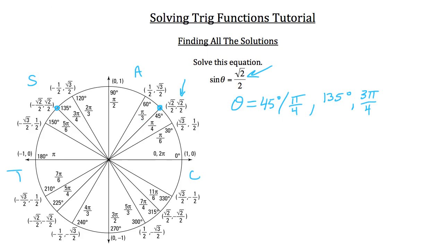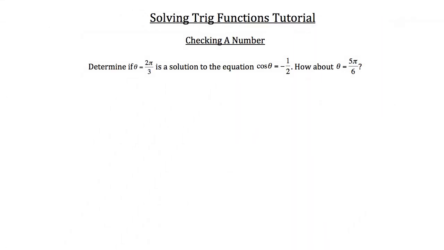Now let's go ahead to determining whether or not a number is a solution for a given problem. For this work, I'd like to determine if theta equal to 2 pi over 3 is a solution to the equation cosine theta is equal to negative 1/2. And after that, we could check theta equal to 5 pi over 6. So what we're going to be doing for this problem is plugging this value of theta, 2 pi over 3, into theta here, and determining whether or not that actually works as a solution to this equation.